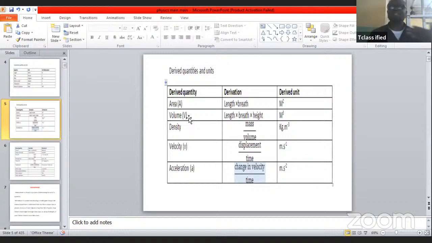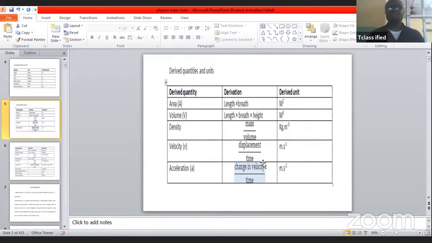And that's why we say that volume is derived from length. So you can simply get volume from length by multiplying 3 lengths. So volume is a derived quantity, whereas length is the basic quantity. Now we'll talk about density. Density is mass over volume, represented with these units, kilogram per meter cubed. Velocity is displacement over time, which is simply distance over time.